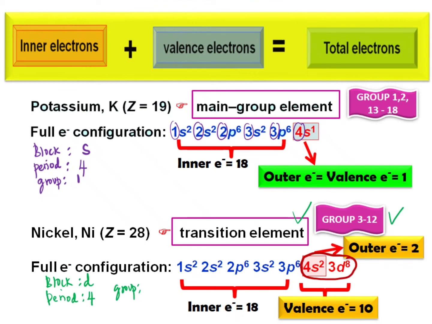4s2 3d8 bersamaan ada 10 elektron. Ada 2 tambah 8 dekat situ. So bermaksud apakah grup dia? Grup dia adalah grup 10. Okay, grup 10. Sebab kita tahu transition element berada dalam grup 3 sampai grup 12. So kalau valence dia 10, so dia punya grup adalah 10. Boleh?